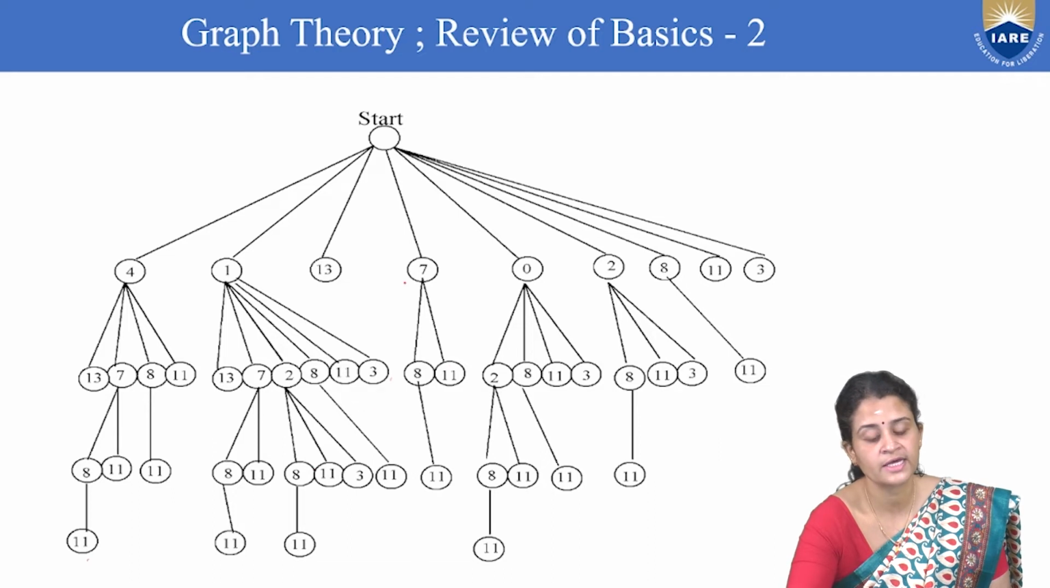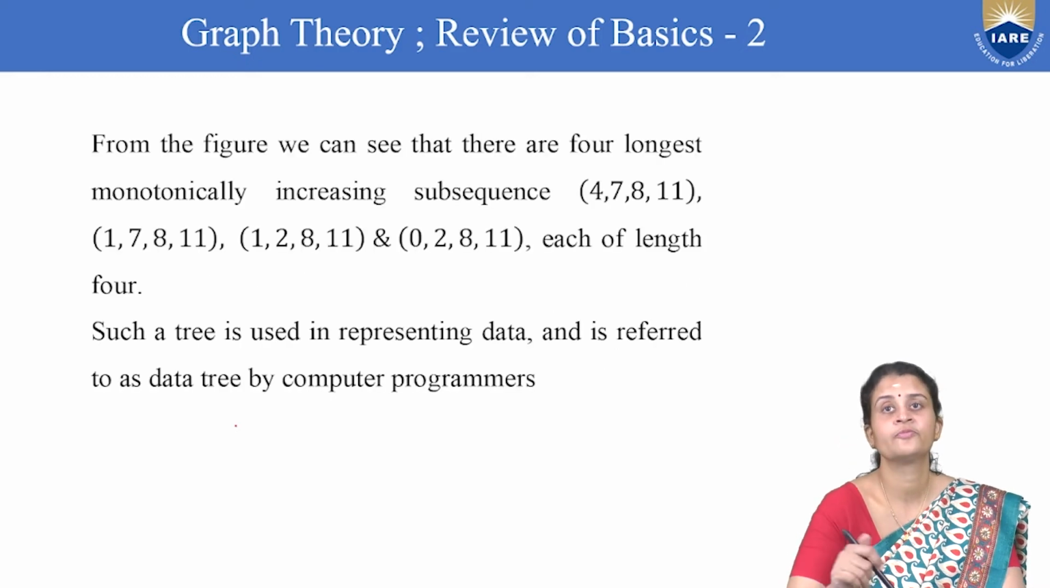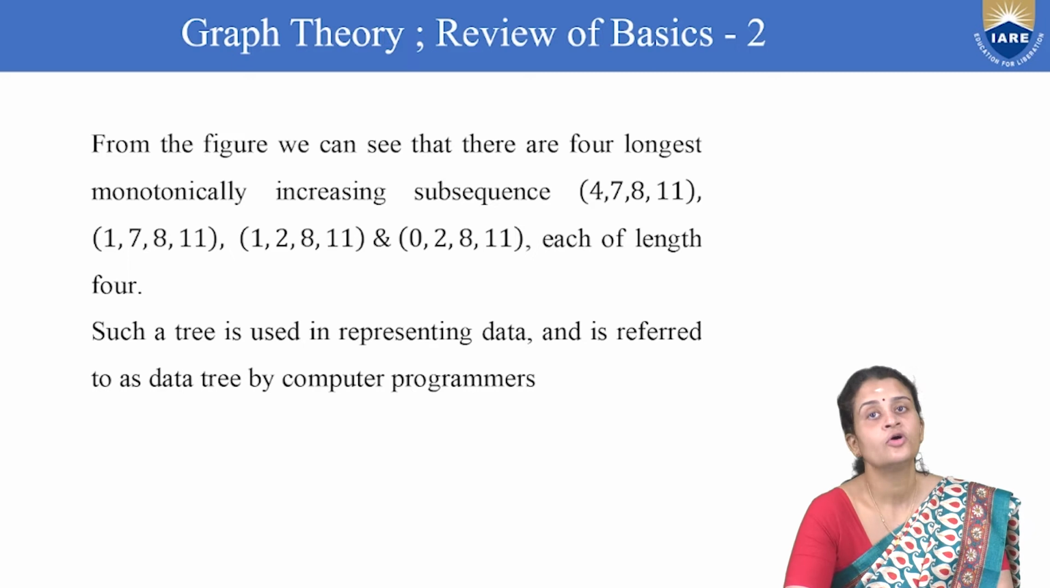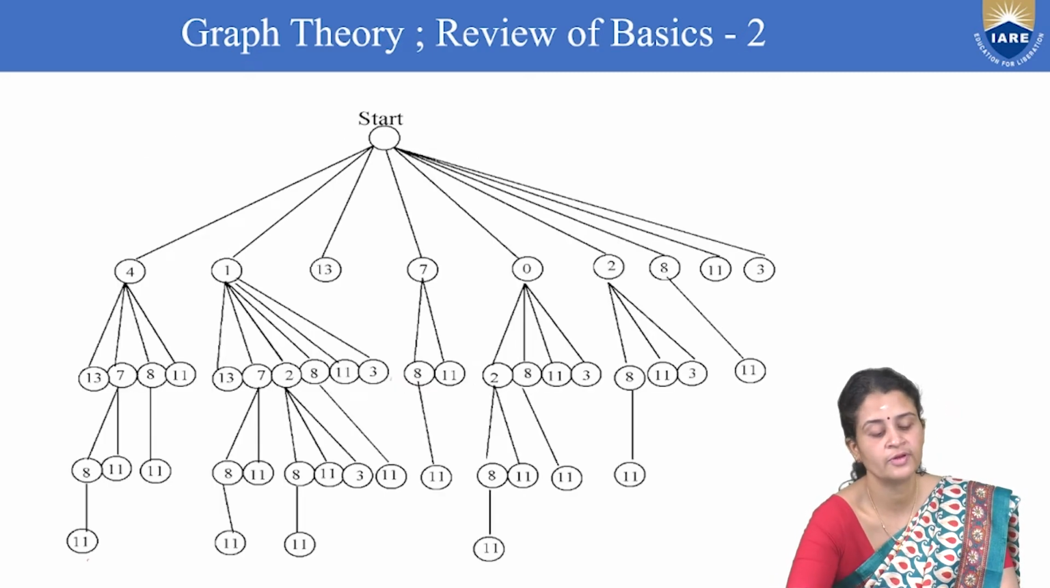So we continue like that, and we get the sequences of longest length. There are 4 levels here, and also here, 1, 2, 3, 4. From the figure we can see there are 4 longest monotonically increasing sequences. From 4 we get 4, 7, 8, 11. From 1 we get 1, 7, 8, 11 and 1, 2, 8, 11.